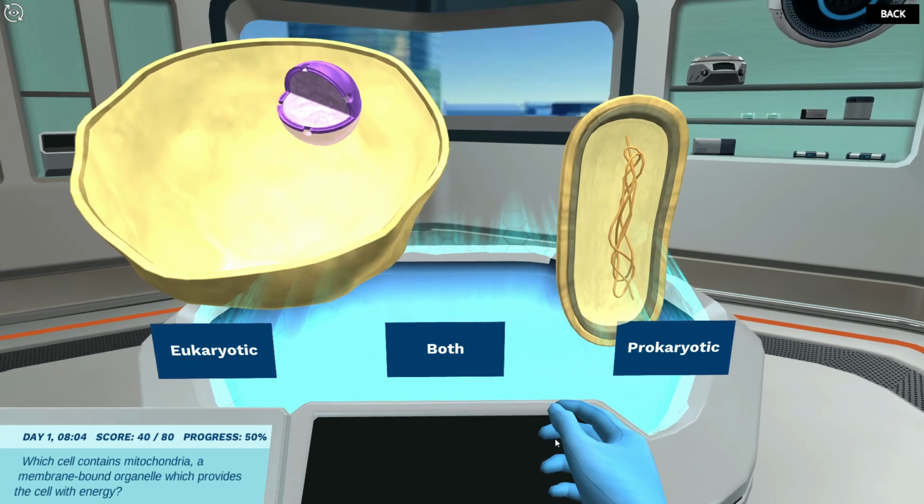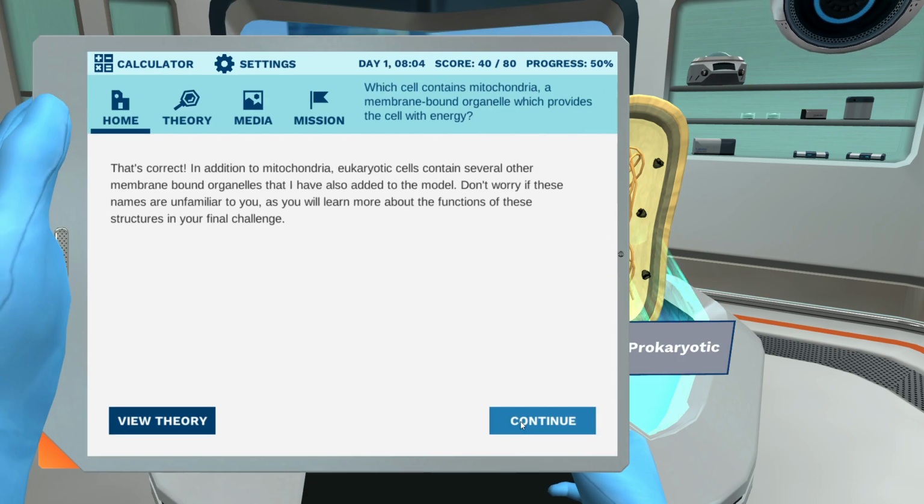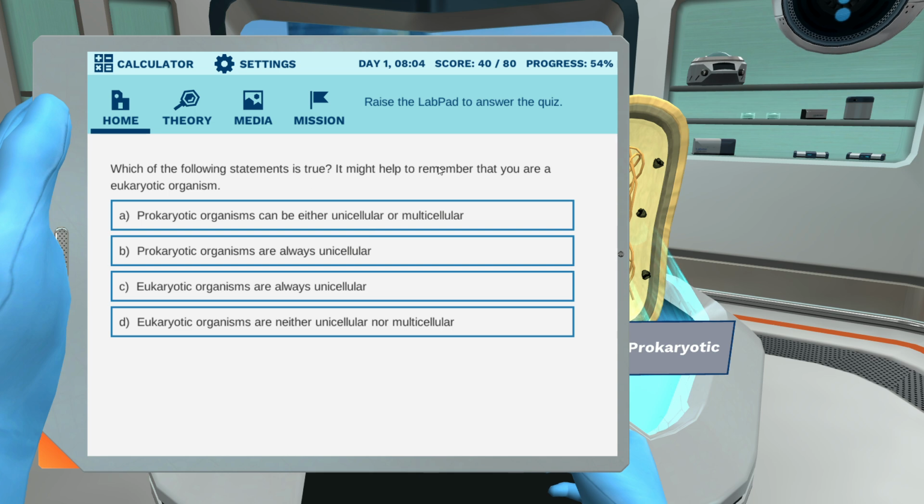Which cell contains mitochondria, a membrane-bound organelle which provides the cell with energy? That is incorrect. That's correct. Which of the following statements is true? It might help to remember that you are a eukaryotic organism.